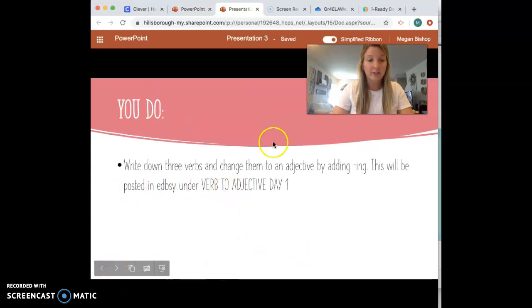So what you are going to do is write down 3 verbs. You are going to change them to an adjective by adding ing. So you are going to be submitting this in ETSB under verb to adjective day 1.